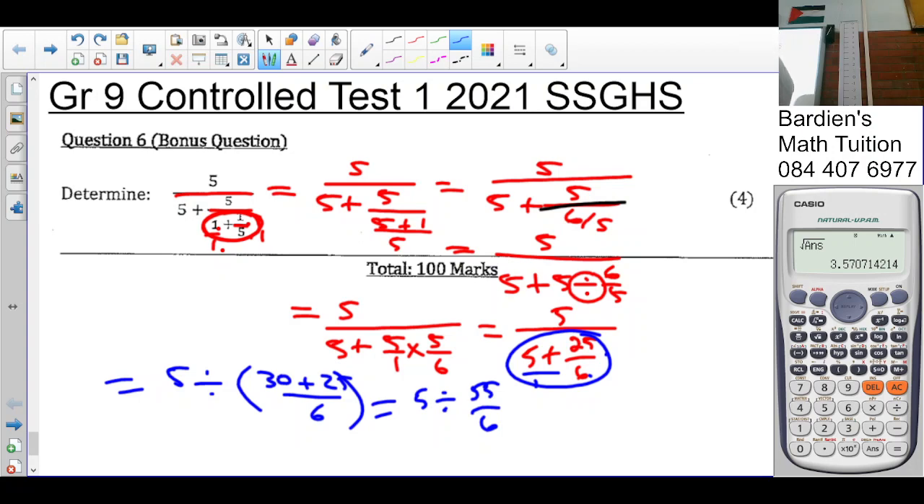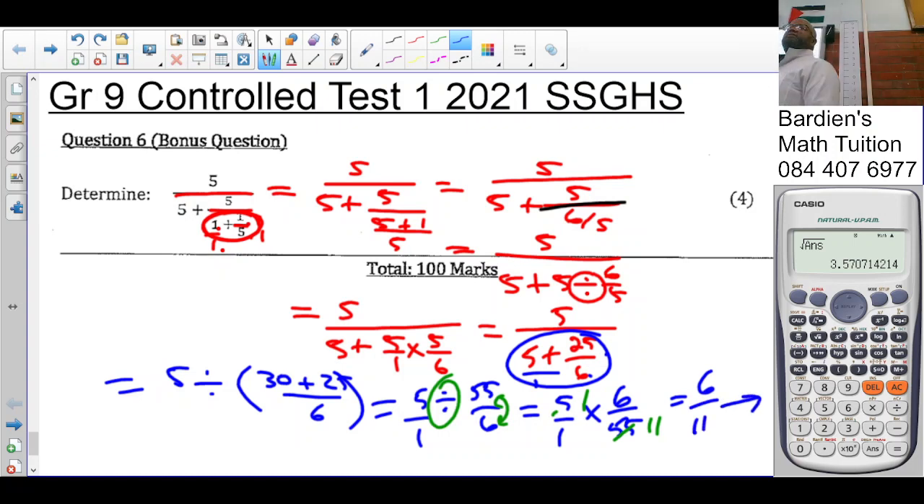Not so? So that's over 1. So that becomes 5 over 1 multiplied by 6 over 55. Change to multiplication, tumble and times the fraction that follows, not the fraction that precedes. So 5 and 5 once, 5 into 55, 11 times. The answer is 6 over 11. Who got that right?